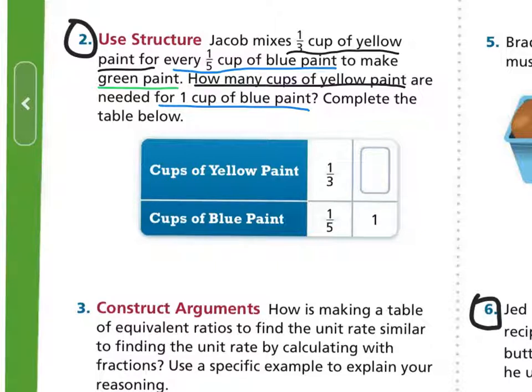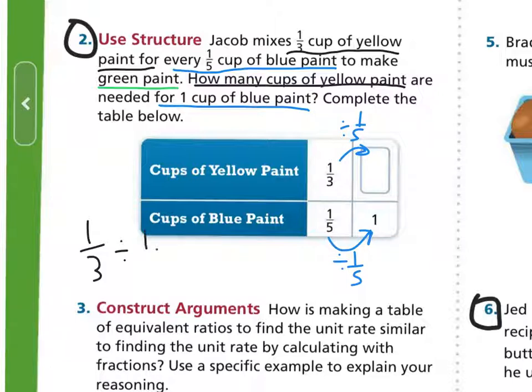So this is what we've got. They made a table. They didn't have to do this, but 1/3 cup of yellow for 1/5 of blue. So how much do we need for 1 cup of blue? So what we might look at is if we have 1/5 of a cup, we're trying to get to 1 cup of blue paint. So we could divide by 1/5, or you can say multiply by 5. If you do keep change reciprocal, you're going to get the same thing either way.